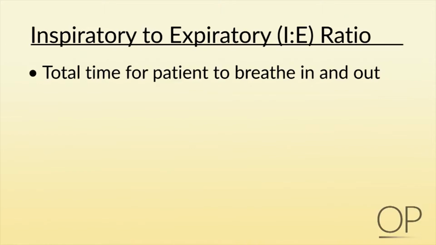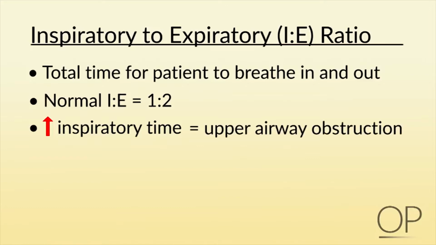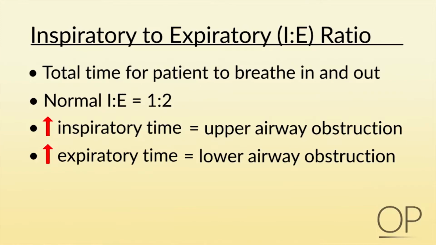Next, we want to look at the timing that it takes a patient to take a breath in and a breath out. We talk about this as the I to E ratio, or the inspiratory to expiratory ratio. It should take about 2 times as long for a patient to exhale their breath as it did to take it in. If it's taking longer for the patient to breathe in, this could indicate an obstruction in their upper airway. If it is taking longer to breathe out, this could mean there is an obstruction in their lower airways, and it is making it harder for them to force the air out of their lungs.